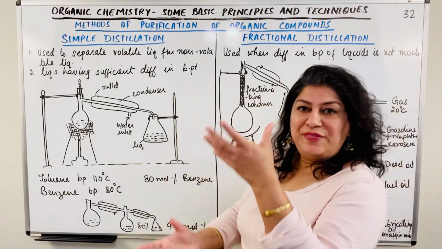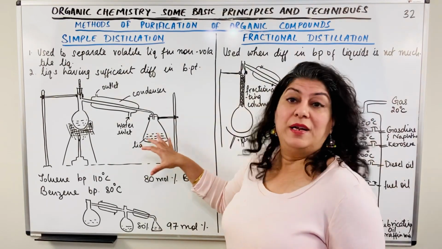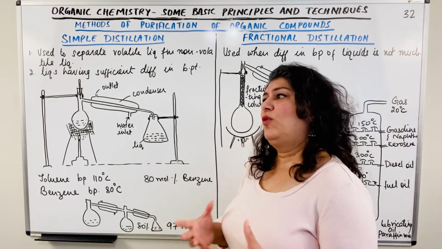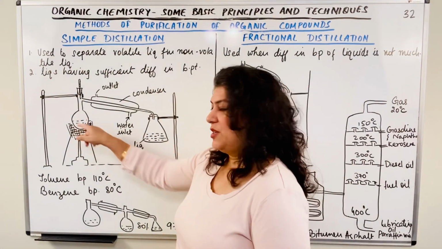But if you have different liquids, you will never get 100% pure liquid. So what do you do? What should you do? When you get 80% liquid, then this time we had a 50% mixture.